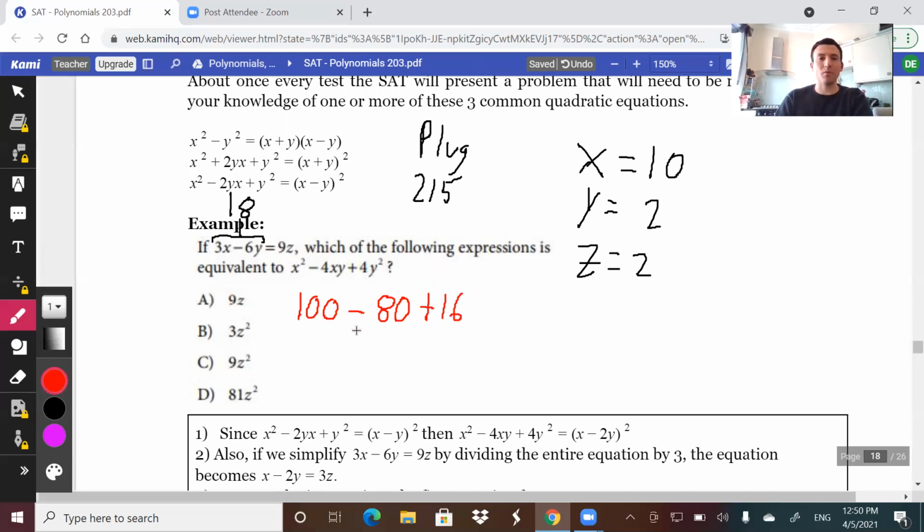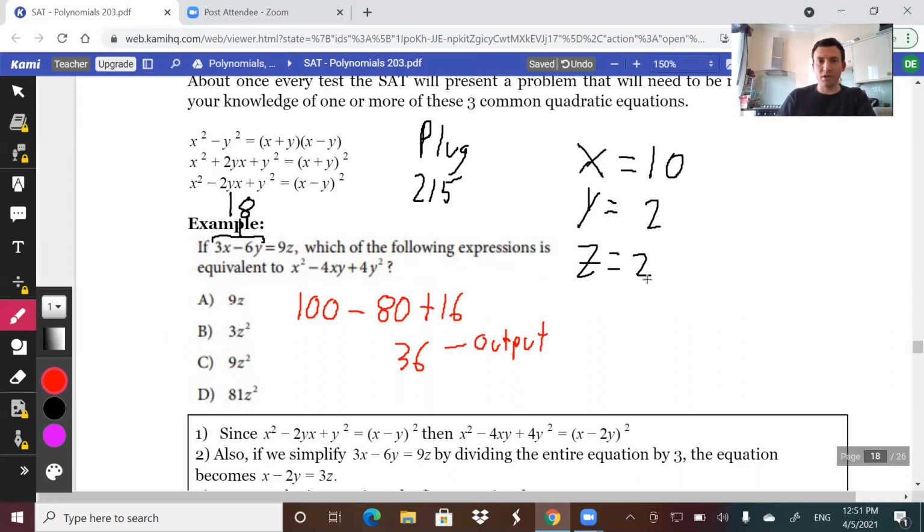So what we end up with here is 100 minus 80, 20, plus 16, 36. Now what we do is the final piece. So we know that if we plug in these values into this expression, we output a 36. So these same values, when plugged into an equivalent expression, should also output a 36.